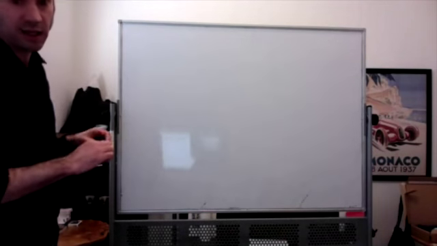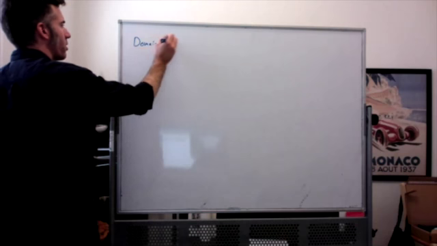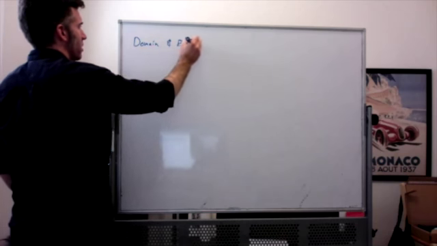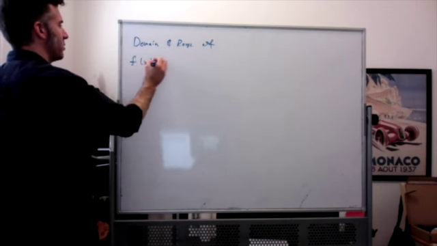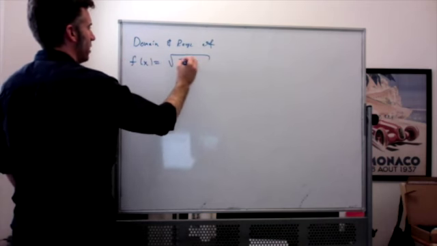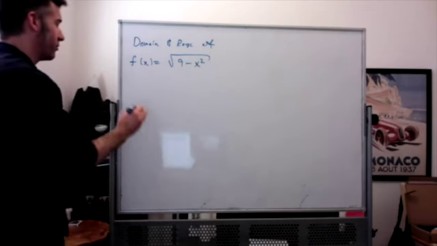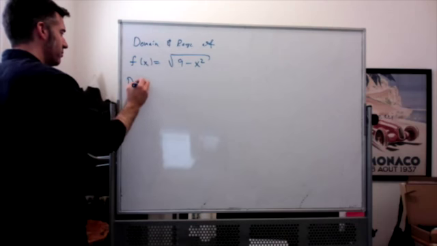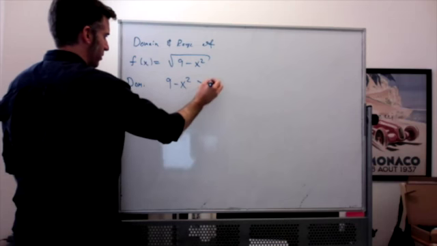Let's look at the one, find the domain and range of, what do I got here? f of x equal to the square root of 9 minus x squared. So let's talk about the domain first of all. So for the domain, we need the insides of the square root to be greater than or equal to 0.